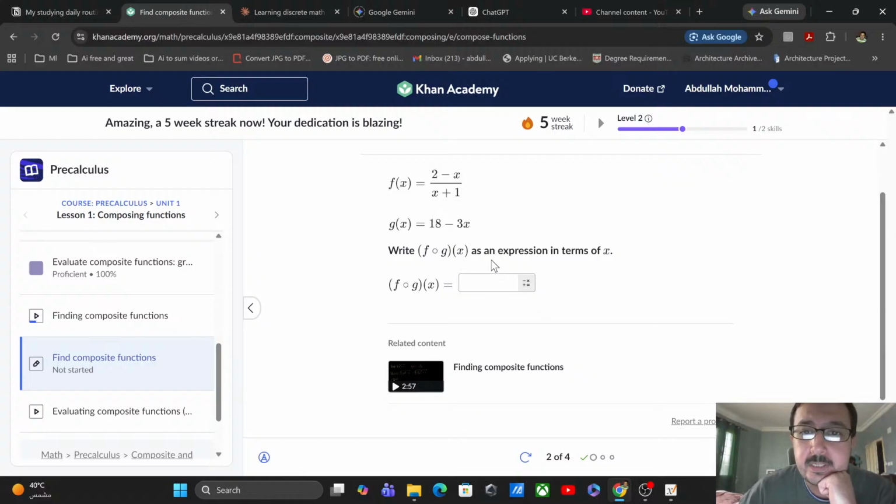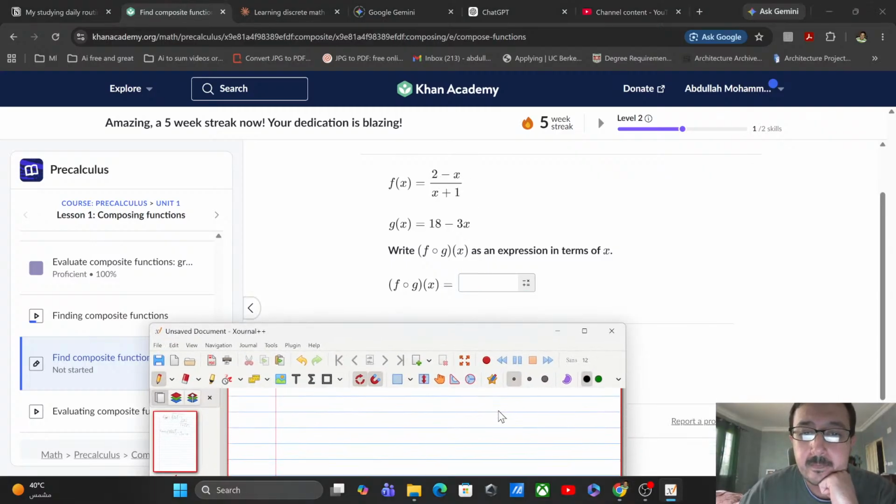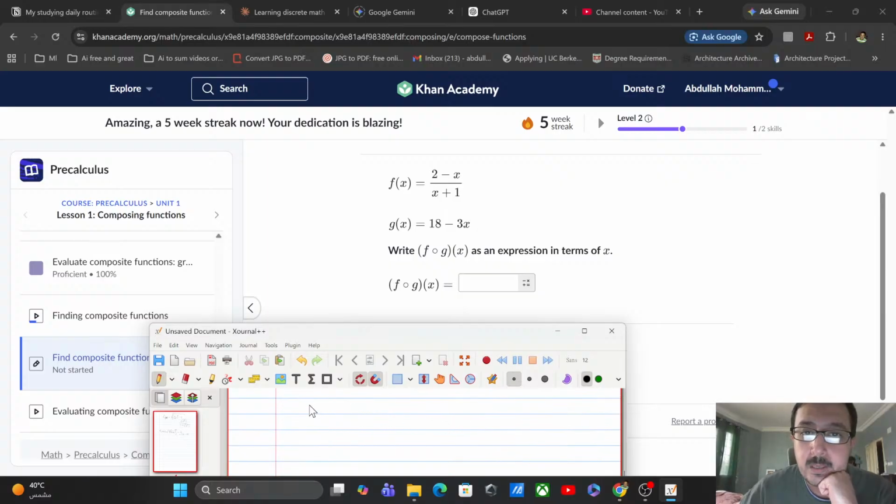f of g of x as an expression in terms of x. This is g of x, we'll go on f of x here, it's going to be 2 minus 18 minus 3x, and also over 18 minus 3x plus 1. Can it go over?